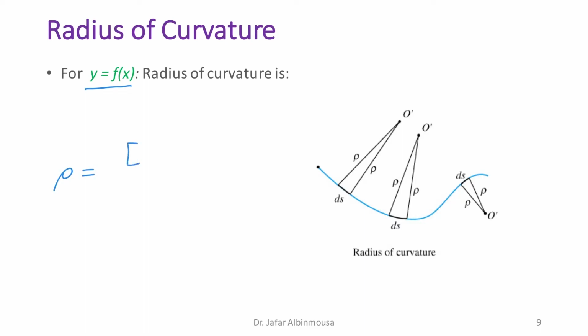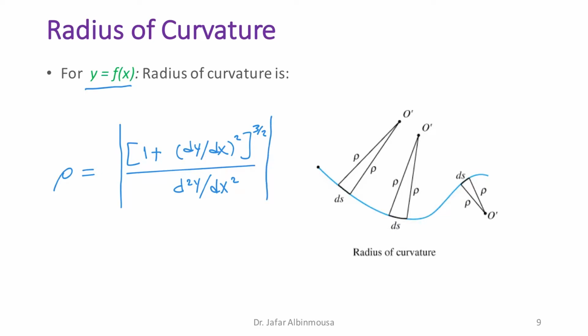Rho, which is the radius of curvature, equals 1 plus (dy over dx) squared, all raised to the power 3 over 2, divided by d2y over dx squared, and this has to be positive, and this is why we put the absolute value.